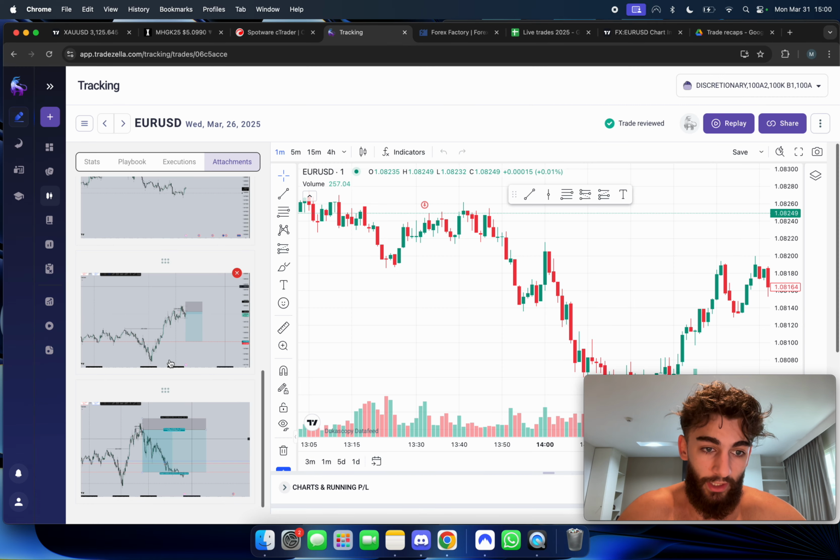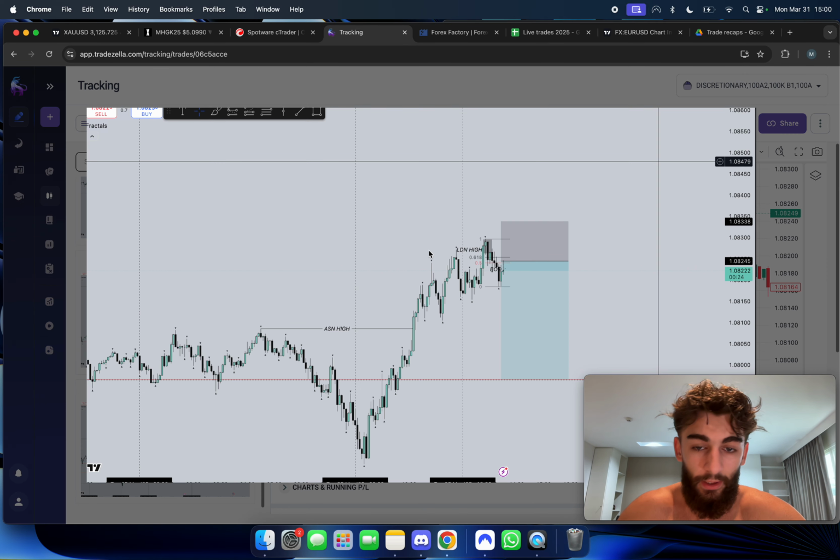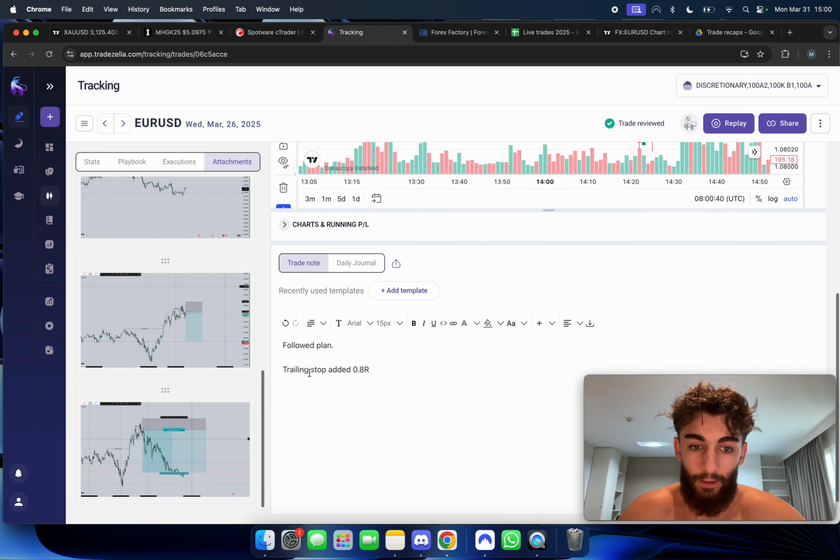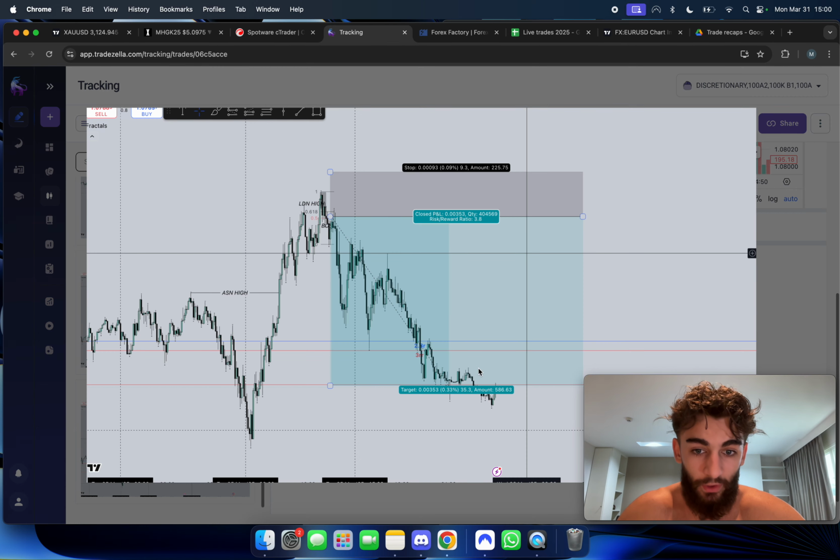Once again, close to consolidation, but I'd need a bit more to counter its consolidation. Boom, London high, fake out, breaker structure, fib tool, retrace, tap and barrel, 0 drawdown as per usual. The model is king recently. Followed the plan, trailing stop, added 0.8R. So we got 3.8R on this trade because of our trailing stop rule.